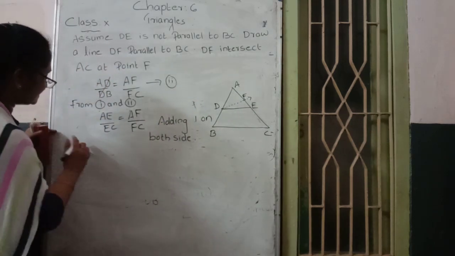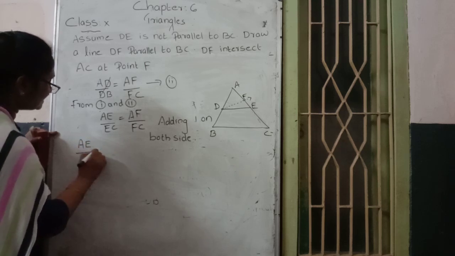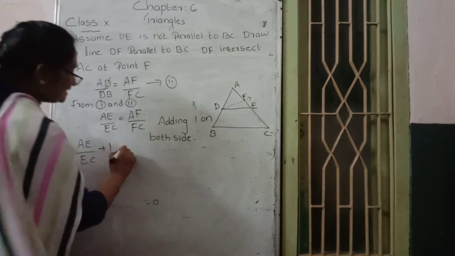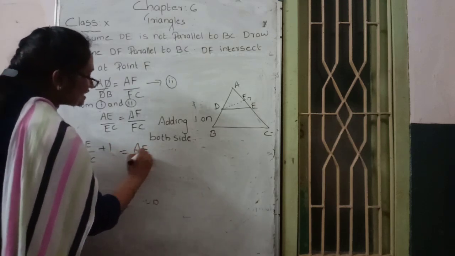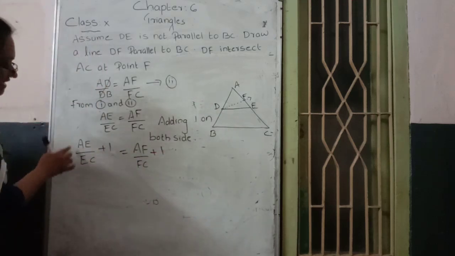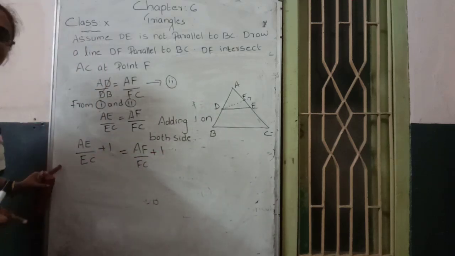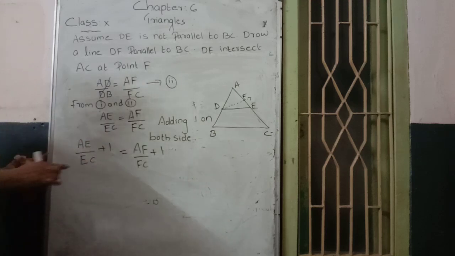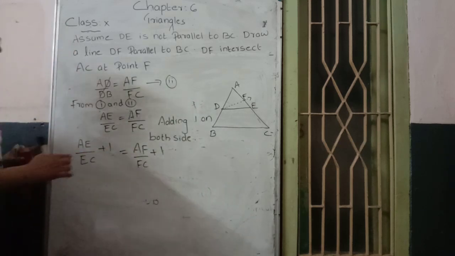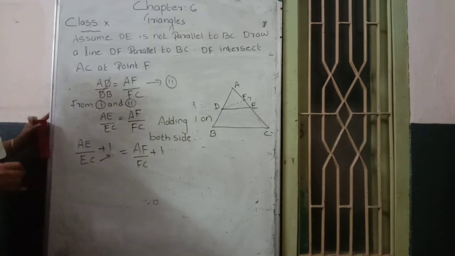So AE by EC on the left side is added with 1, equal to the right side AF by FC, which is also added with 1. AE by EC is a fractional number, 1 is a whole number. On the right side also, AF by FC is a fractional number, 1 is a whole number. So what do we do? Cross multiply, take the LCM. Cross multiply with the same denominator, right?